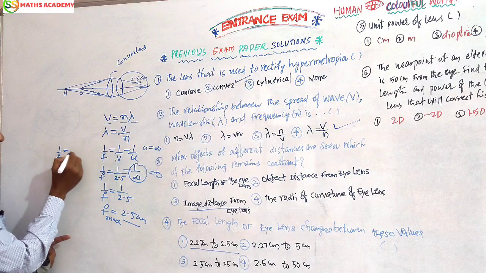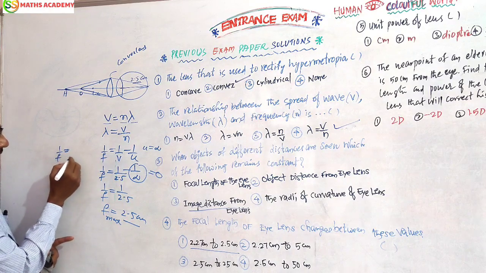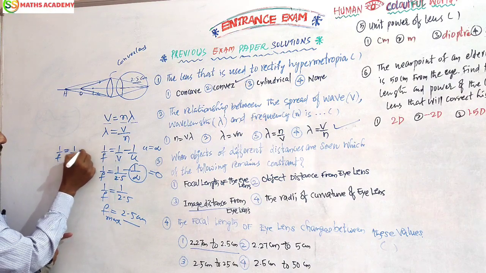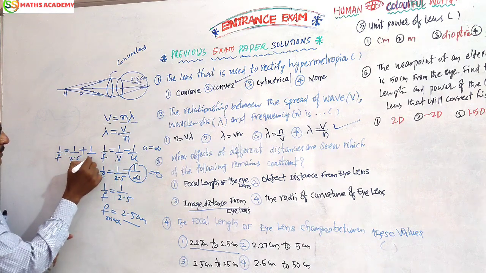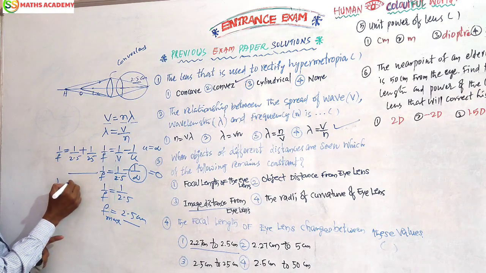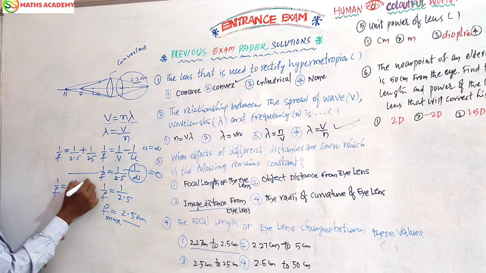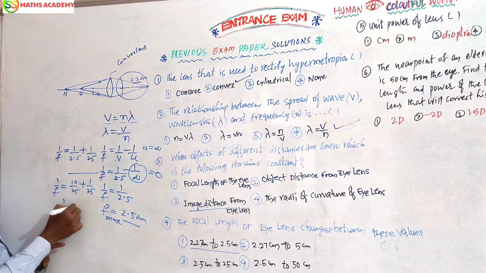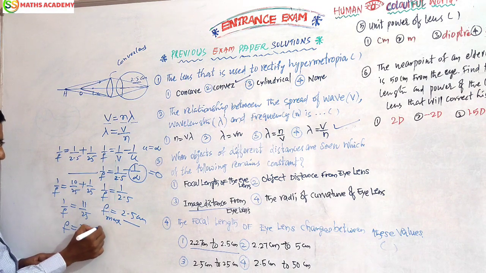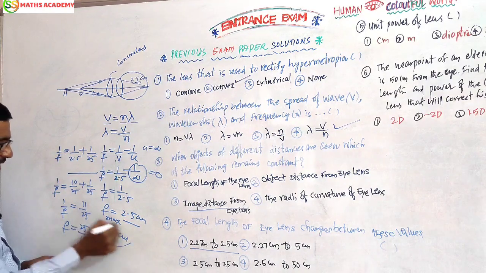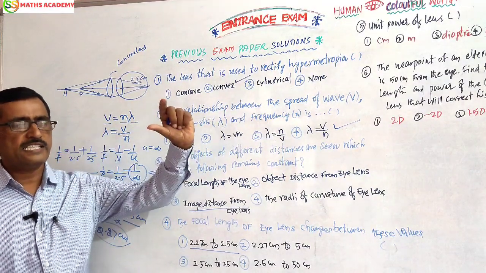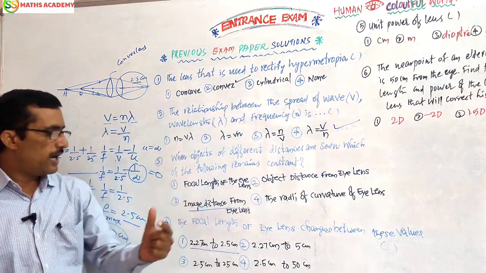Suppose the object is at the least distance of distinct vision, 25 centimeter. Then 1 by f equals 1 by v minus 1 by u, which is 1 by 2.5 plus 1 by 25. So 1 by f equals 10 by 25 plus 1 by 25, which is 11 by 25. F equals 25 by 11, so f equals 2.27 centimeter. This is the minimum value. Therefore, when you are seeing a far distance object, what is the focal length of the eye lens?